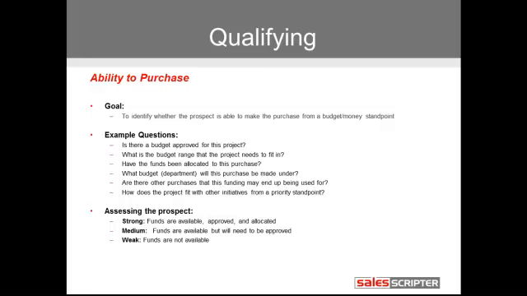Have funds been allocated to this purchase? What budget or department will this purchase be made under? Are there other purchases that this funding may end up being used for? Meaning there's funding approved for this project, but maybe another department might take those funds. You might be competing internally with another project. How does this project fit with other initiatives from a priority standpoint? There might be a bunch of different things the company wants to purchase. Yes, there is money available, but is it allocated and set aside and not going to be touched by anybody else? Those are pretty important questions when you're really trying to qualify.